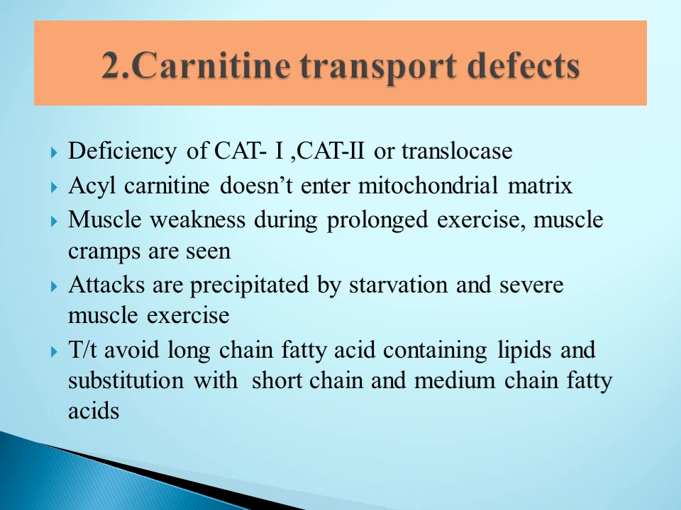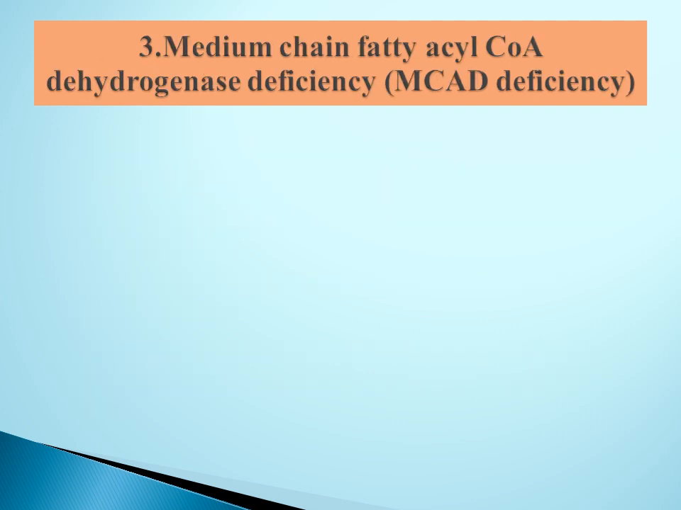Treatment is to avoid long chain fatty acid containing lipids and substitute these long chain fatty acids with short chain and medium chain fatty acids. Why should you substitute with short chain and medium chain fatty acids? Because for the entry of short chain and medium chain fatty acids into mitochondria, there is no requirement of the carnitine transport system. So short chain and medium chain fatty acids can enter mitochondria, undergo beta oxidation and supply energy.